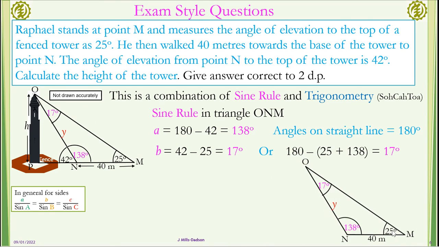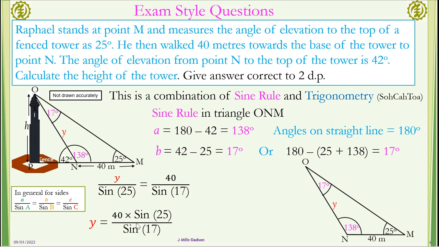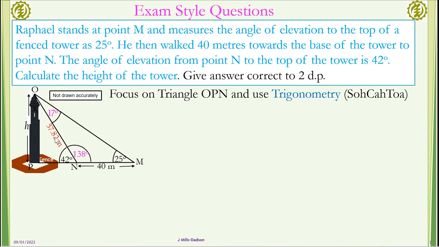Side, angle, side, angle. So y over sine 25 equals 40 over sine 17. Multiply through by sine 25. We have this, and the calculator works it out at 57.82 meters. So we're going to put 57.82 meters in place of y. So that's one part done.